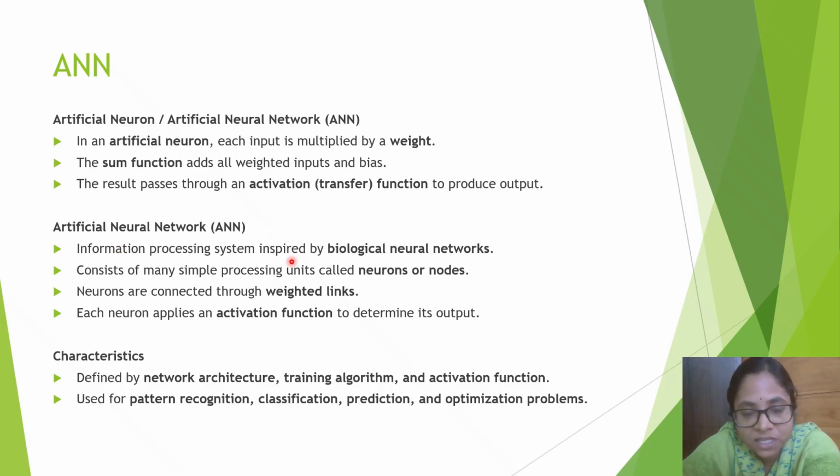The information processing system in the ANN is inspired by biological neural networks, and it consists of many simple processing units called neurons or nodes. The neurons are connected through weighted links. Each neuron applies an activation function to determine its output. What are the different characteristics? It is defined by the network architecture we use, the training algorithms, and the activation function. These are the various applications of ANN: pattern recognition, classification, prediction, optimization problems, decision-making problems, and various other applications.